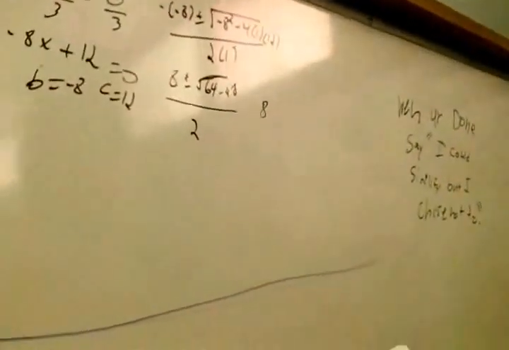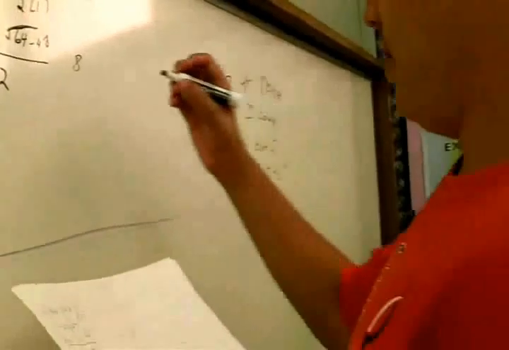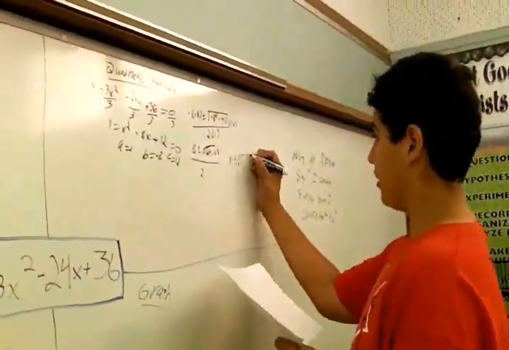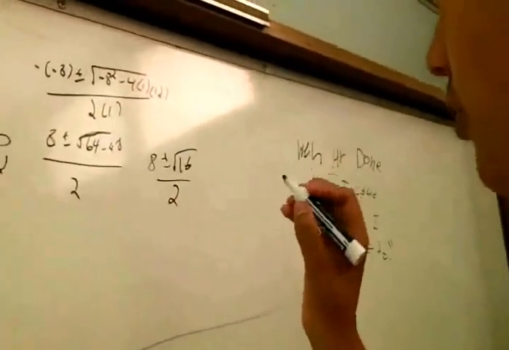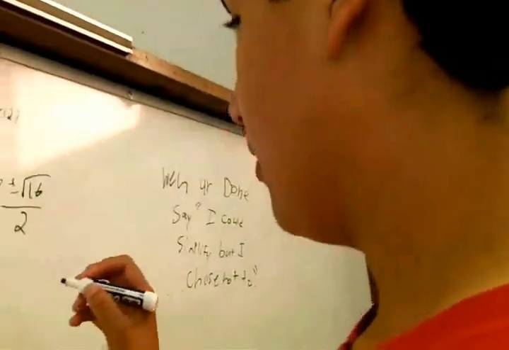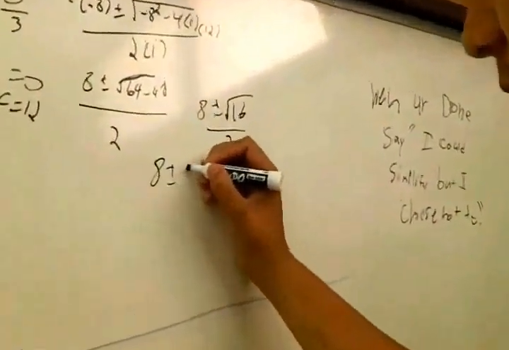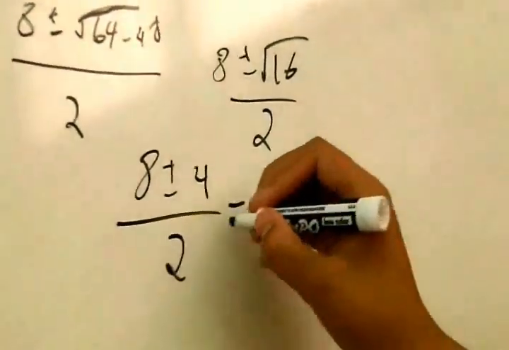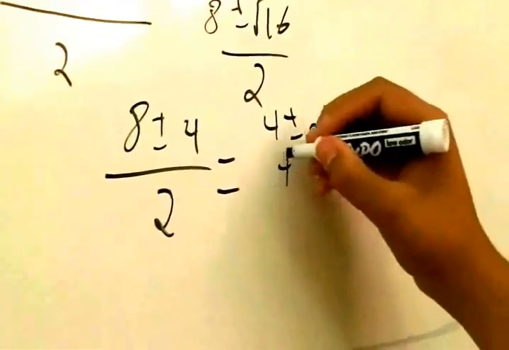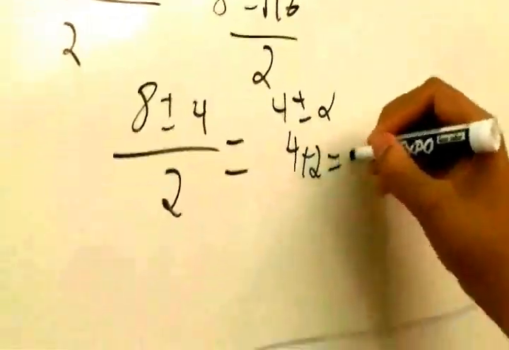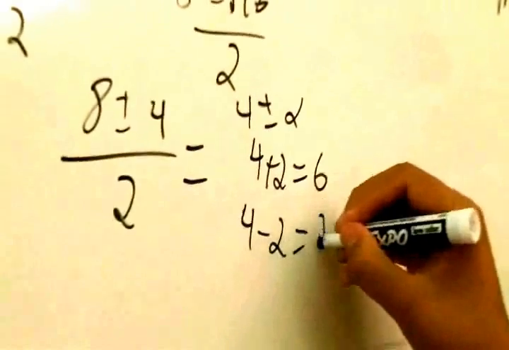Well, anyways, 8 plus or minus the square root of 16 over 2. So the square root of 16 is 4. So 8 plus or minus 4 over 2 equals 4 plus or minus 2. 4 plus 2 equals 6, and 4 minus 2 equals 2.